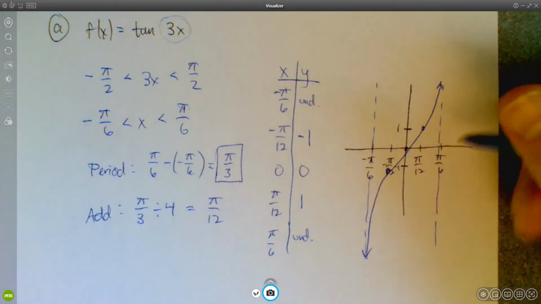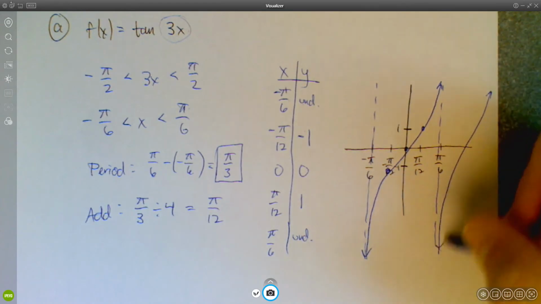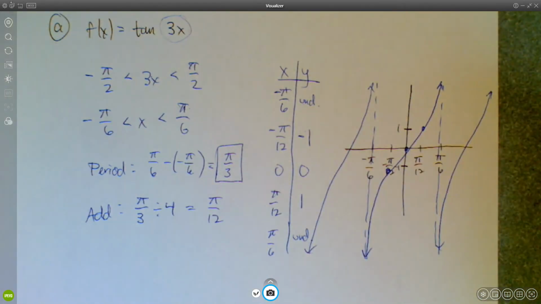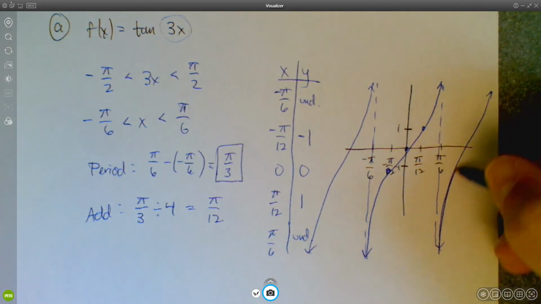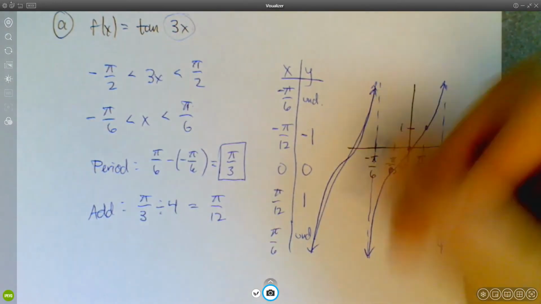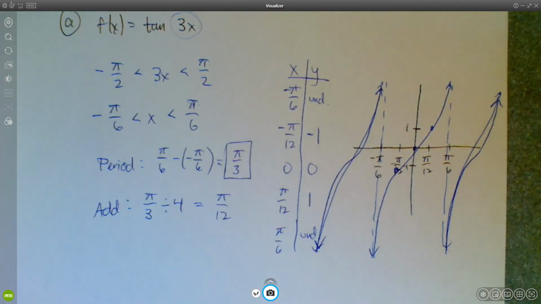That's just one period, right? That's just one copy. This thing will repeat over and over and over again, right? In both directions. But that's the idea. That's really sloppy. But you get the point. Okay. So that's that one.